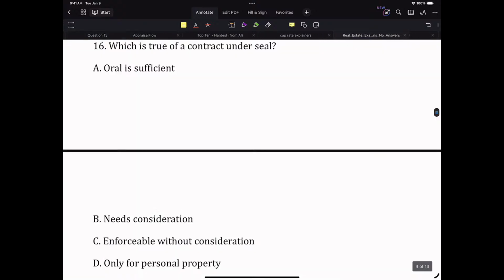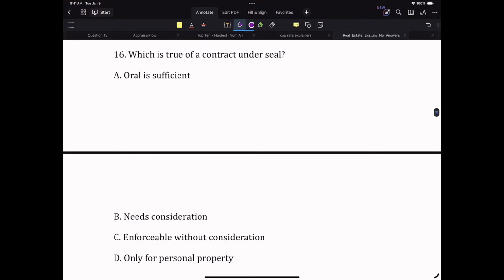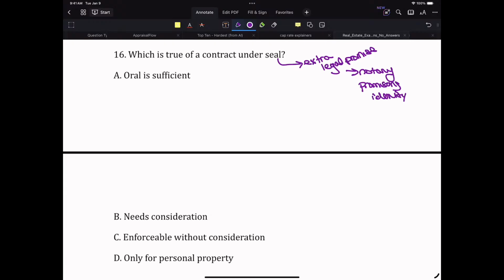Here we go. So let's see. What's true of a contract under seal? Well, I know a seal is an extra legal promise. So think about it. When you go to a notary, they're basically promising somebody's identity. It's like securing that document, making sure it's true. And if I know that, well, I know it has nothing to do with personal property. Boom.